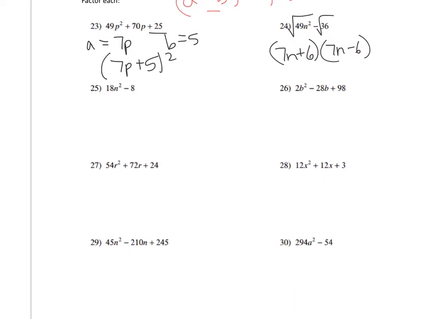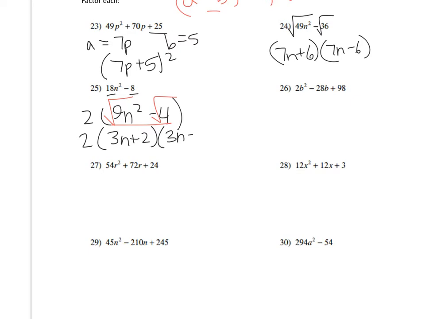And 25. I'm going to do the greatest common factor because I can divide both of these by 2. So it's 9n squared minus 4. Okay, then you still have to check what's next, or what's left. What's left is a binomial, and then I can check to see if it's difference of squares. So if I take the square root of 9n squared and 4, I'm going to get 2 times 3n plus 2, and then 3n minus 2.